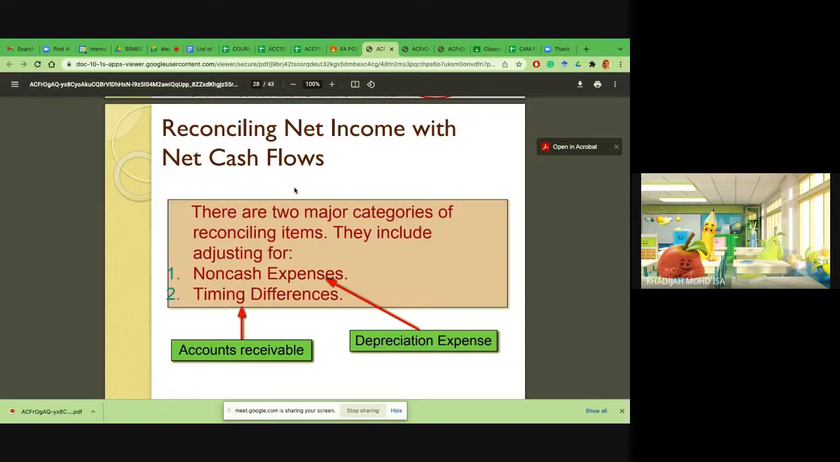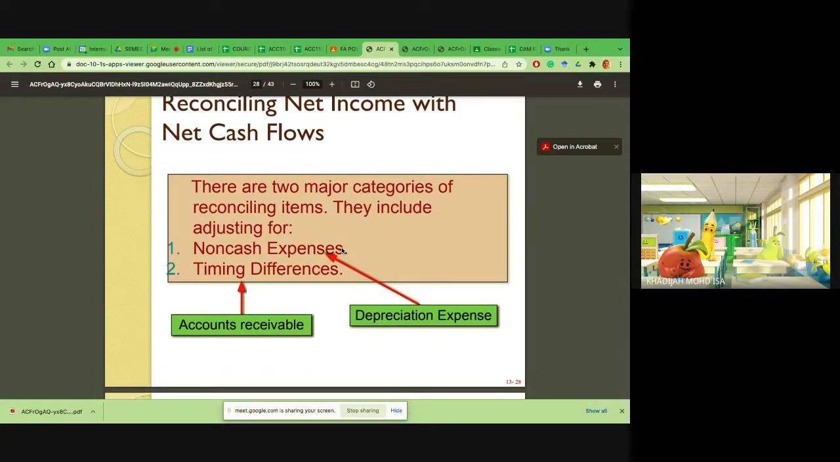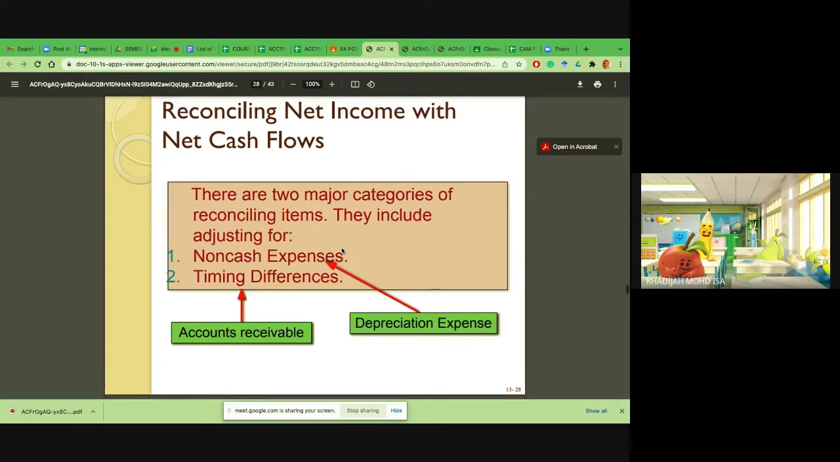In this case, remember that the direct method or the indirect method is only for the operating activities. For the financing and investing activities, there's no problem with that. It's just the same. You look at the cash inflow and the cash outflow. So when you do the indirect method, you look at the non-cash expenses, for example, the depreciation expenses.